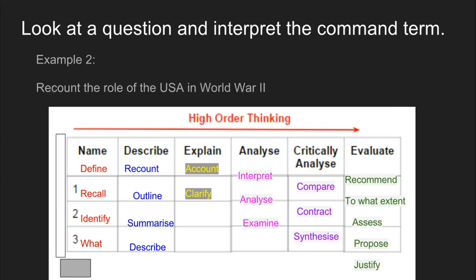Example 2, recount the role of the USA in World War II. Again, where is the command term and where does it fit on the higher order thinking matrix? I'll give you another second to do that. What you hopefully have found is that recount is the command term in play here, and we can find that in the description category on the higher order thinking matrix. And so we'll now know that we need to provide examples of the role of the USA in World War II. I'll let you do example 3 by yourself.